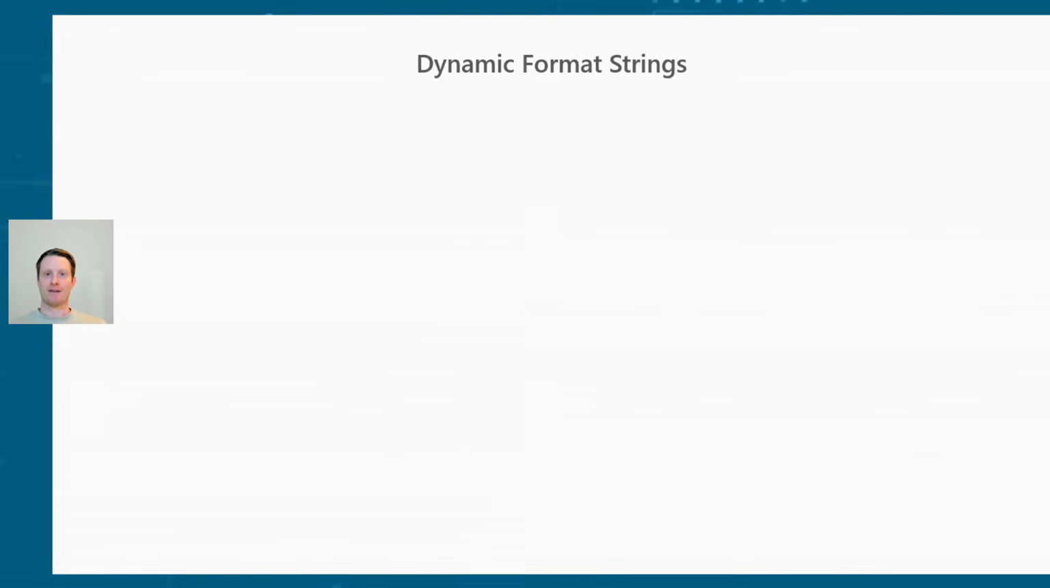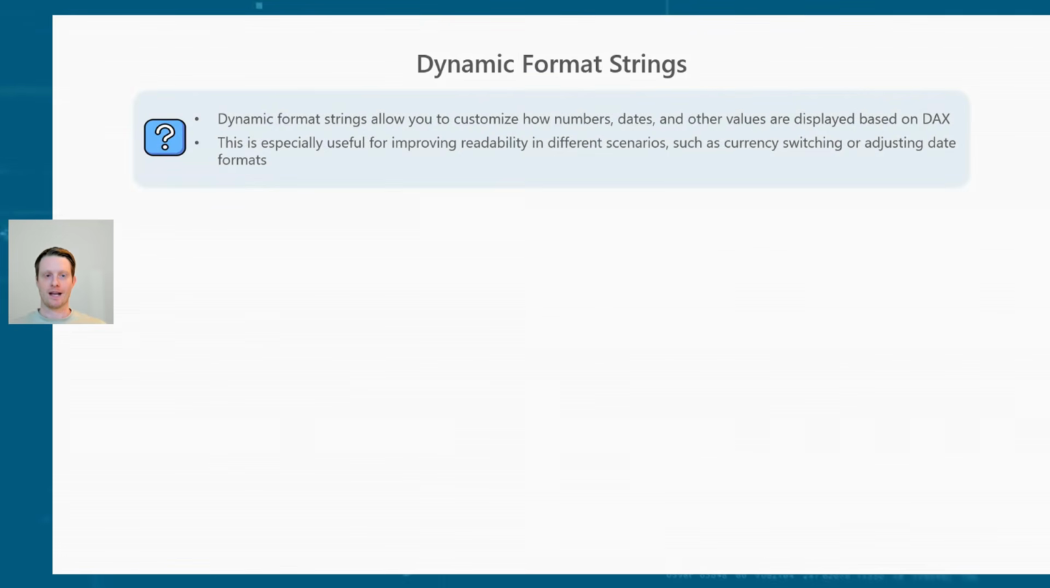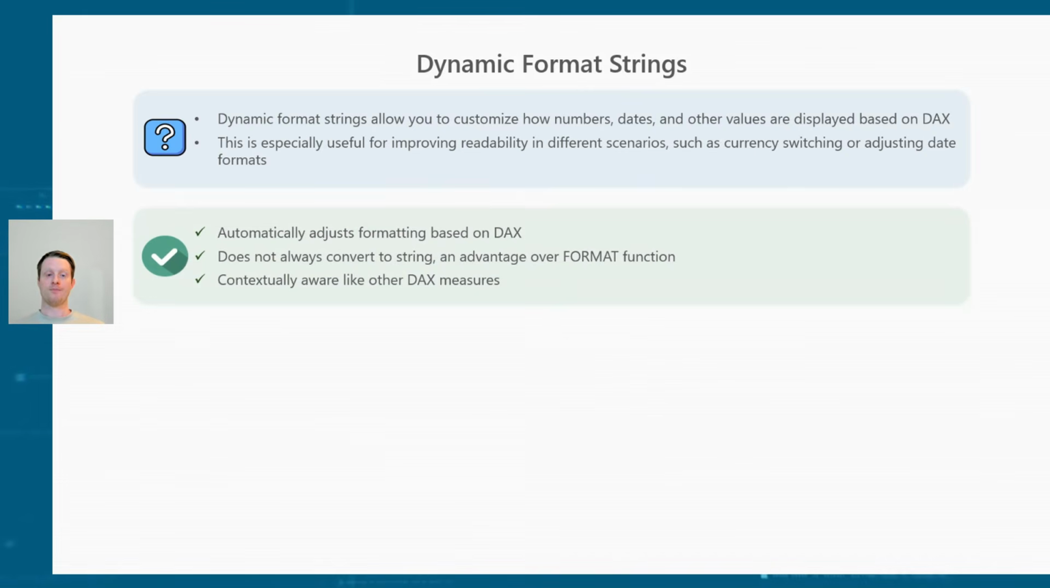So, dynamic format strings. As a recap, dynamic format strings allow you to customize how numbers, dates, or really any values are displayed. And that's based on some DAX measures. Really good, especially useful for readability, currency switching, and date formats are very common as well, as we have a lot of different ways we want to see date formats. Again, it automatically adjusts your formatting based on the DAX measure.